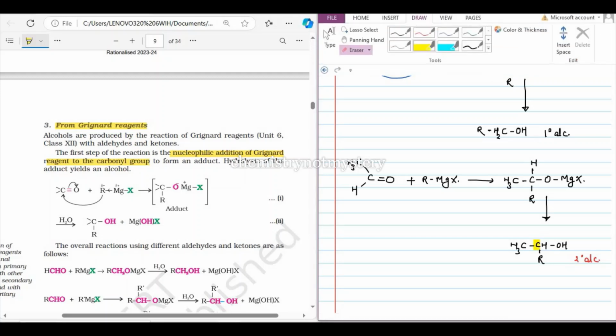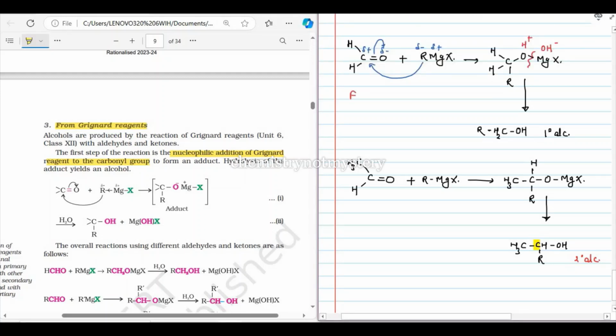So when RMgX reacts with formaldehyde, so this is formaldehyde, it results in the formation of primary alcohol, while any other aldehyde results in the formation of secondary alcohol.